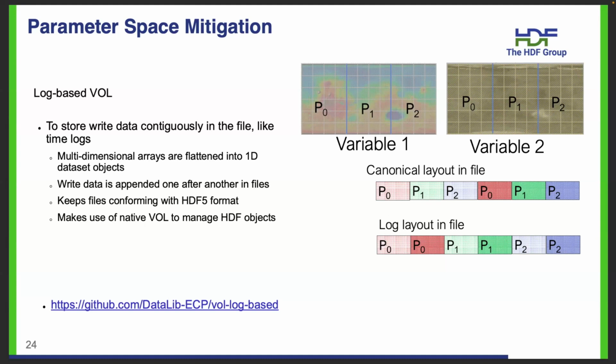So processor 0 will write its data right next to processor 2, making it more contiguous in the file. It's still an HDF5 file. It just rearranges the data in a better way for the file system to handle.